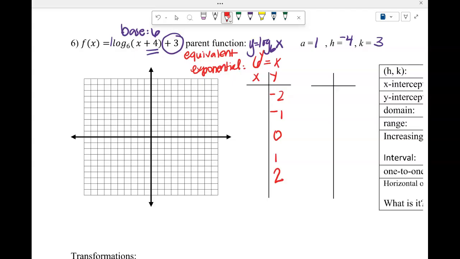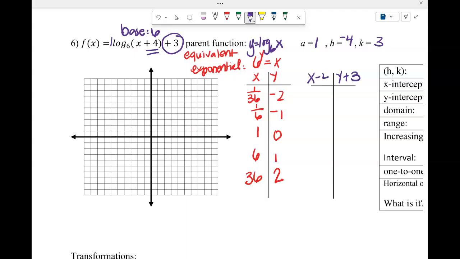6 to the negative 2, guys, is 1 over 36. 6 to the negative 1 is 1 over 6. 6 to the 0 is 1. 6 to the first power is 6. 6 to the second power is 36. Now, since your a is 1, so 1 times y doesn't change, but we are going to add 3, okay, because of your k.